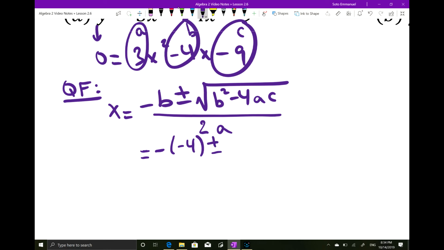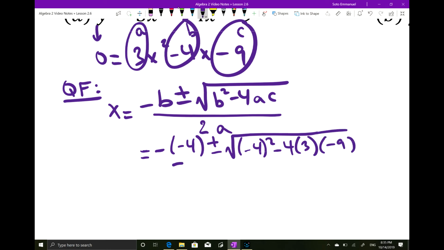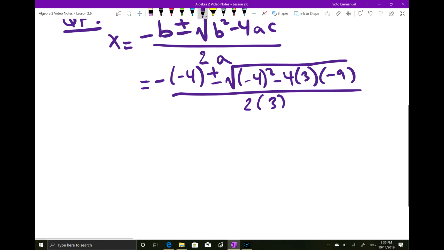We've got plus or minus the square root, b is negative 4 squared, minus 4. A is 3, so replace that with 3. And c is negative 9, so replace that with negative 9. All over 2 times a, which is 3. All right, the rest is just some arithmetic, being able to add together negative numbers, squaring, all that. So we've got two negatives, which make a positive.